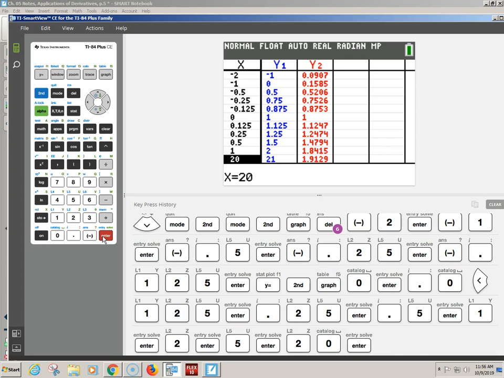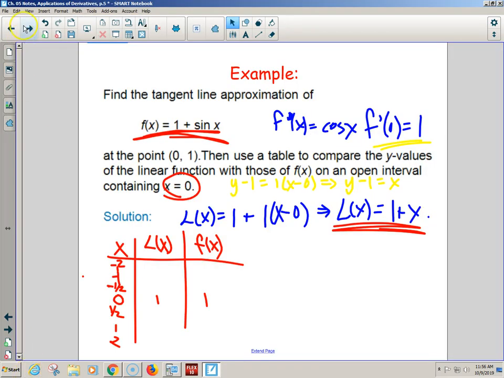There for a little bit. It was a pretty good approximation, like what you should be able to expect. Tangent lines, great for a little bit. Tangent lines are great for a little bit.